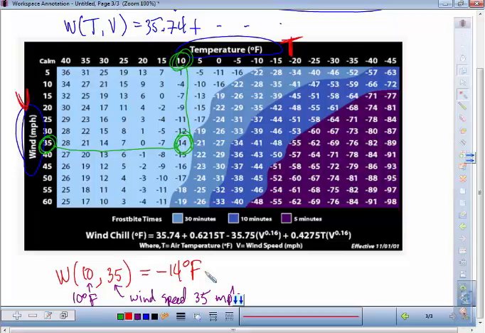Okay? So this is a way to parse through a table of numerical values to express your function of several variables. Okay? Any questions?